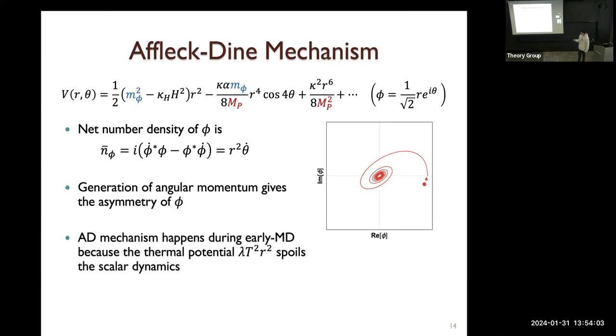One remark here: this Affleck-Dine mechanism needs to happen during the early matter domination, because if it happens during radiation domination, then the thermal potential spoils the scalar dynamics. This is always positive, so we don't get a flat potential and we don't get this scalar dynamics. So the conventional Affleck-Dine mechanism happens in early matter domination, before everything is thermalized. In this case, the final asymmetry depends on the reheating temperature.